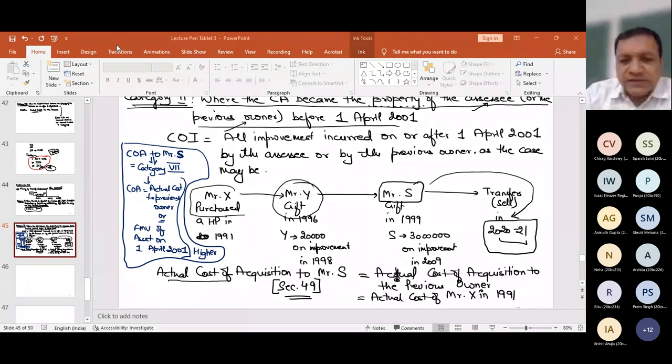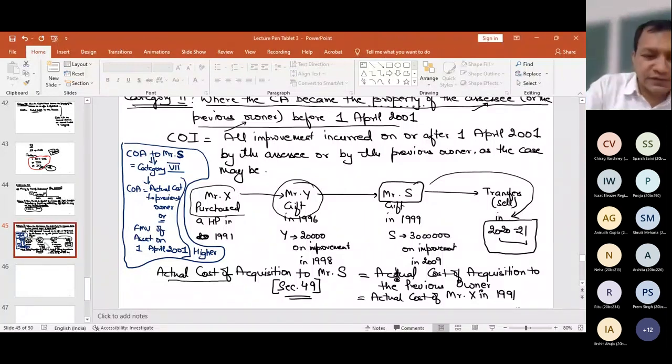Now, in this case, what is my improvement cost? So let us discuss improvement cost. I hope the screen is still visible.